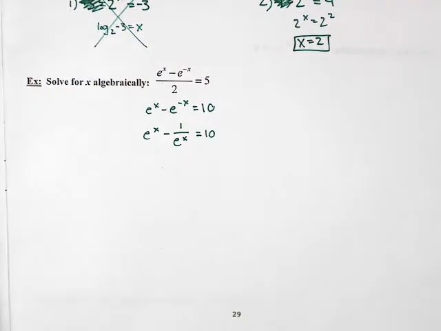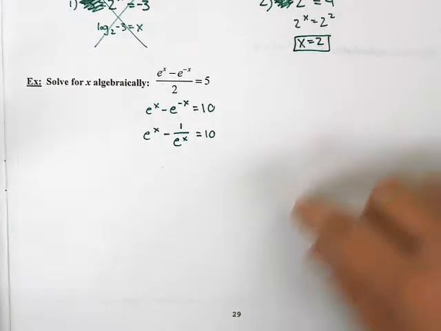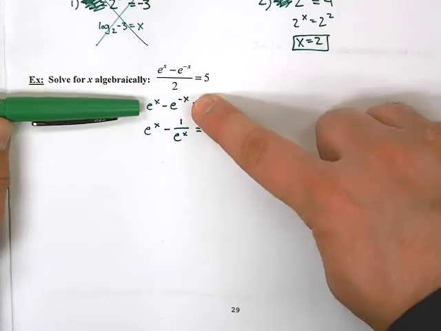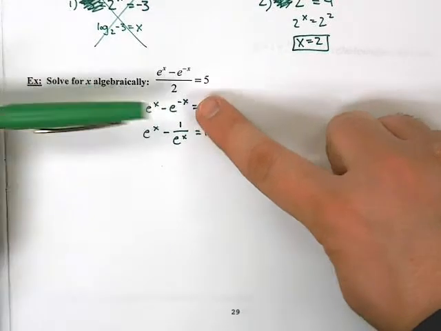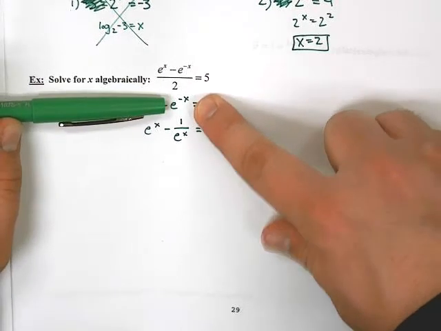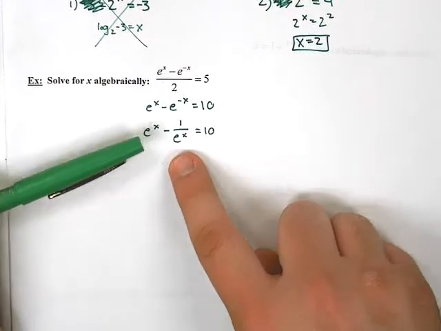One thing I would strongly encourage you to do, make sure before you use this a substitution method, that you get both of your pieces to look identical. Right here, I wouldn't really know what to substitute because these two things aren't identical. But if I change e to the negative x into 1 over e to the x, now I have e to the x.